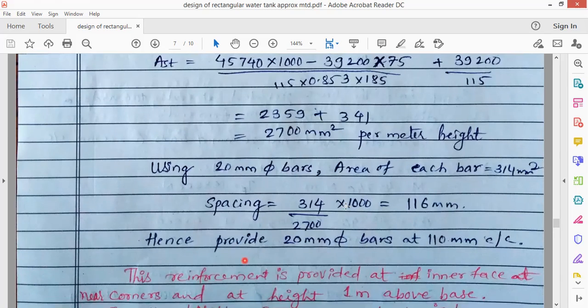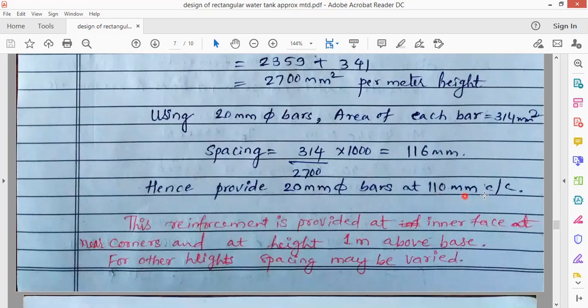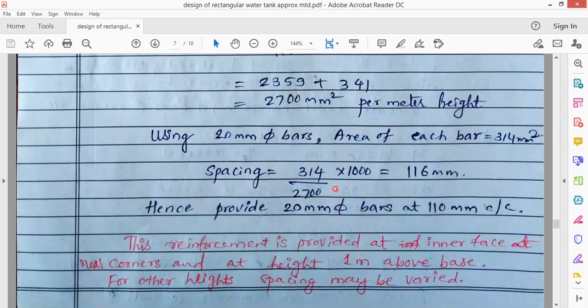So hence provide 20 mm dia bars at a spacing of 110 mm center to center. So these are the reinforcements provided at the corners. These reinforcements will be continued at the central span also. This reinforcement is provided at the inner face near the corner or at the corner, and at a height of 1 meter above the base slab. So these are the reinforcements provided above the 1 meter height from the base slab.